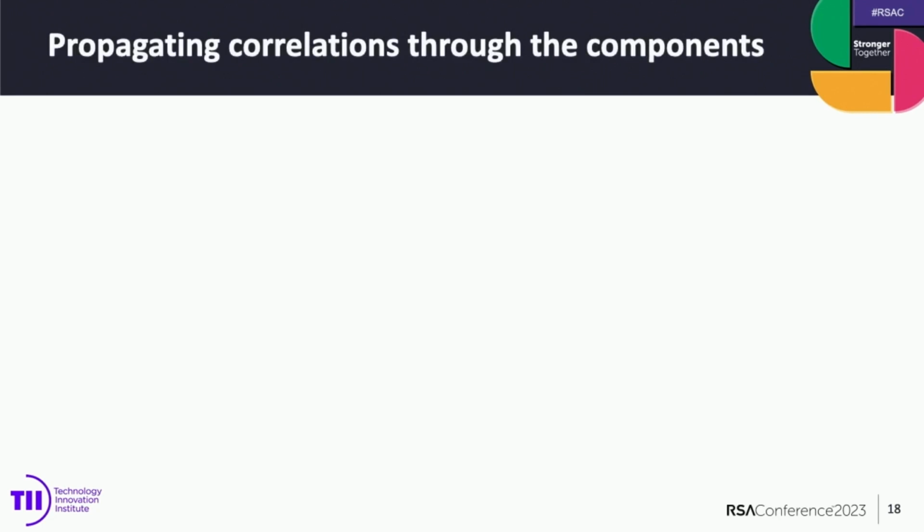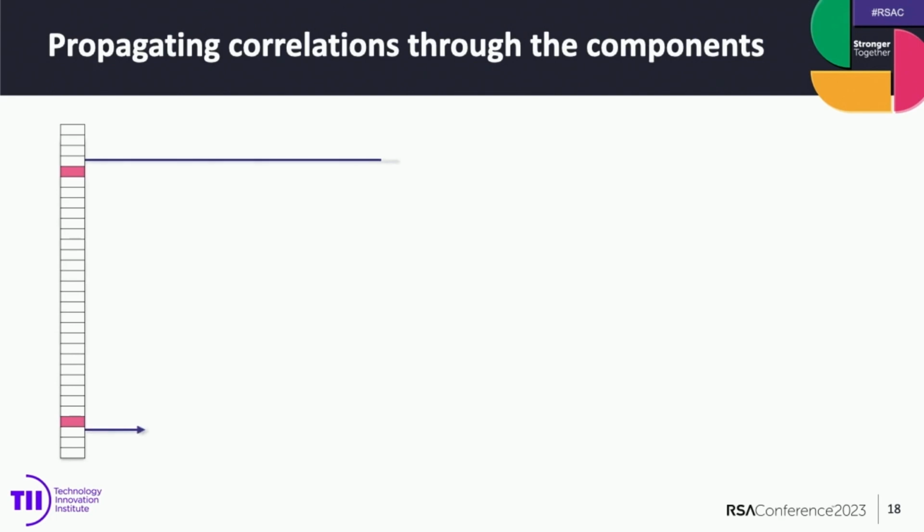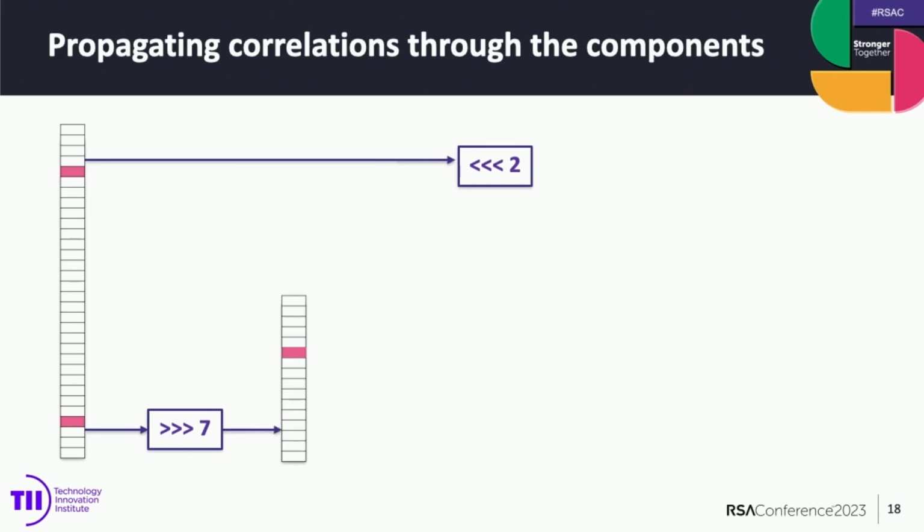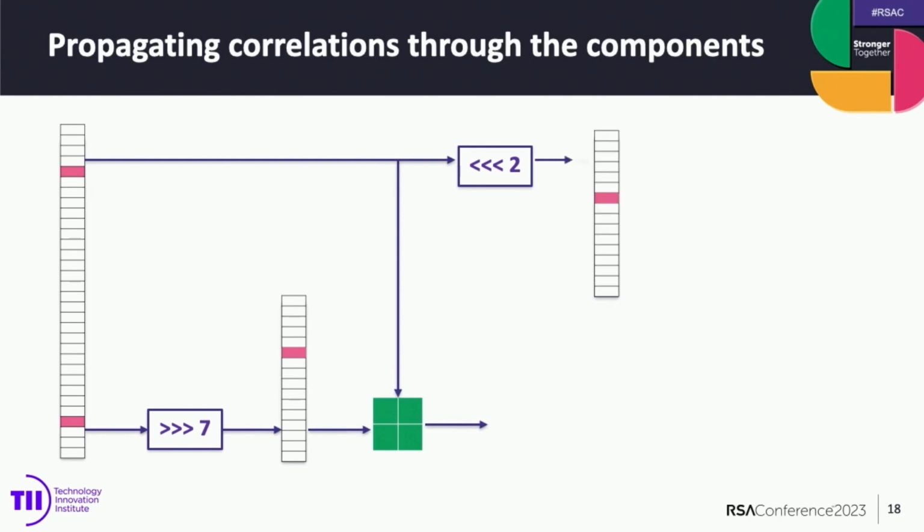So to propagate the differences that are now real numbers through the components of the cipher, we have some formulas in the paper to compute this propagation for the linear operator, for the rotation operator, for the modular addition that I just explained before, and also for the XOR operation that is also a linear operator.